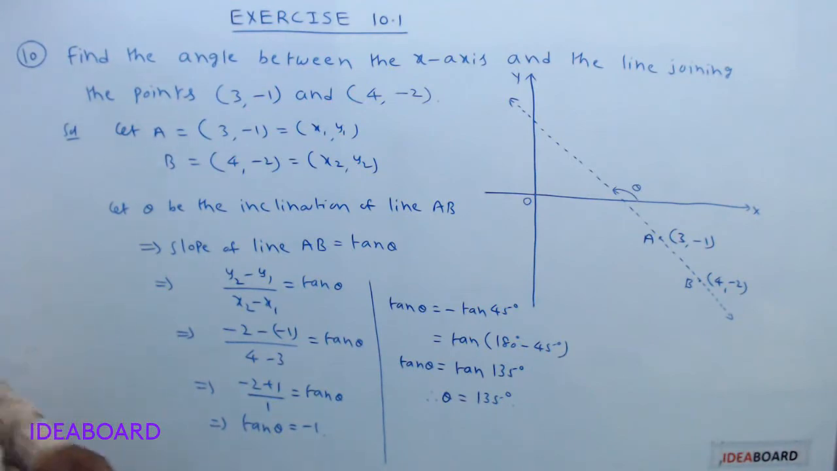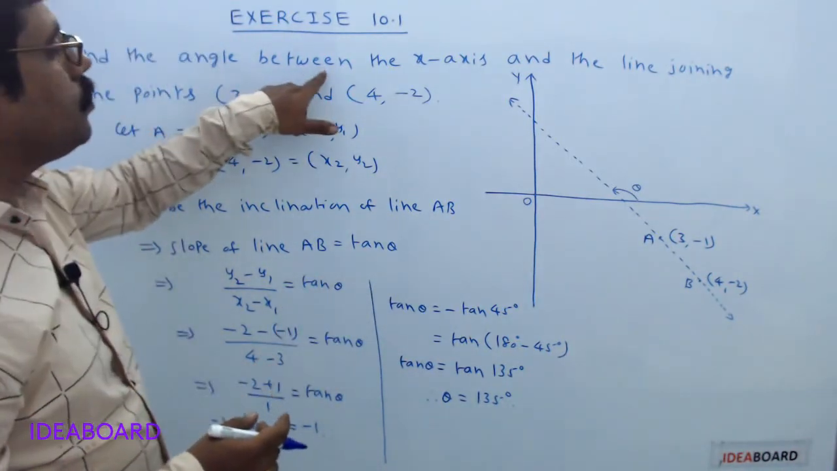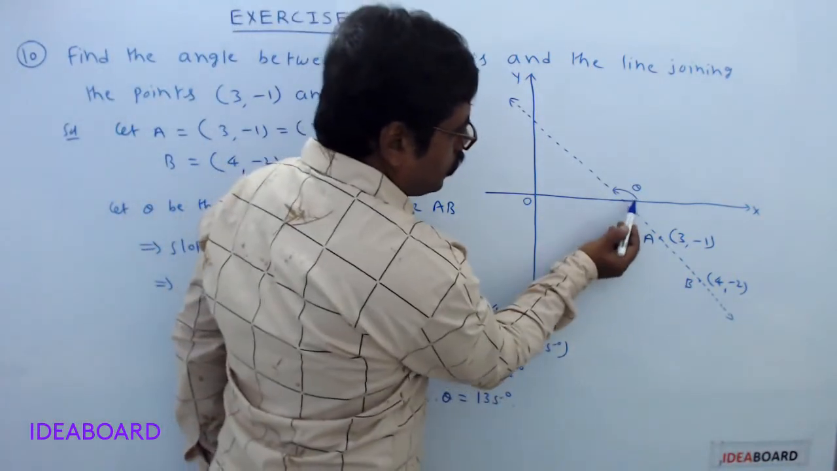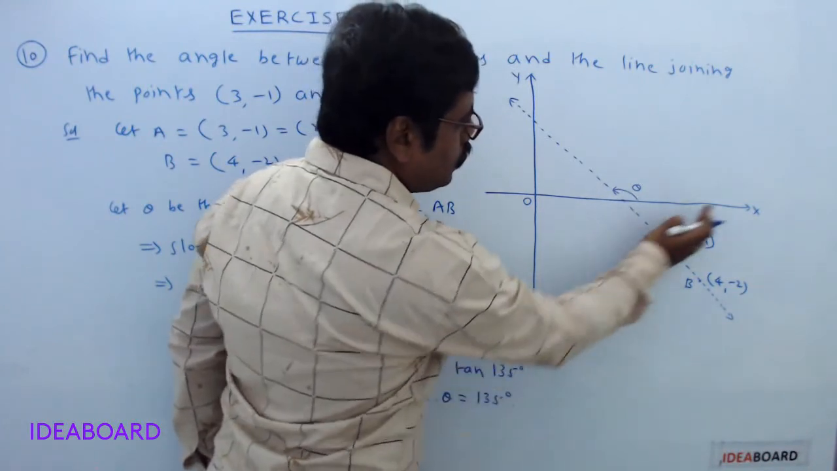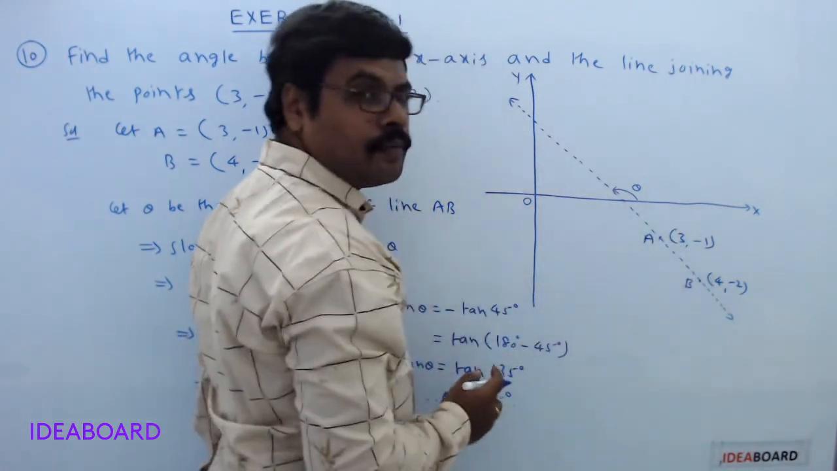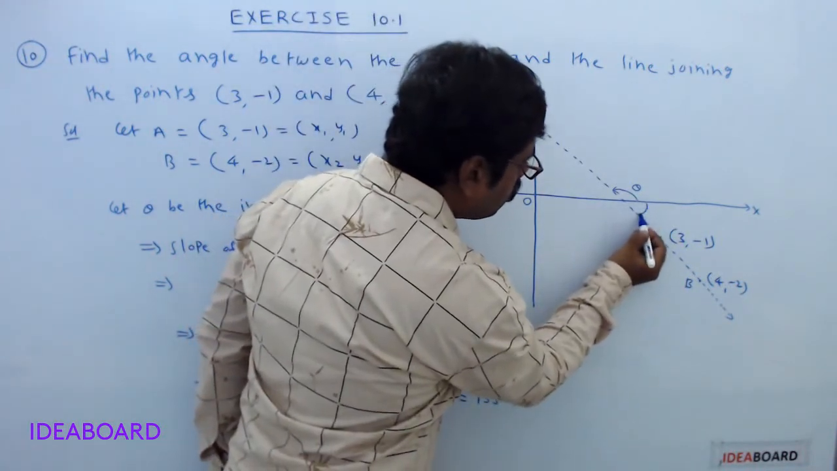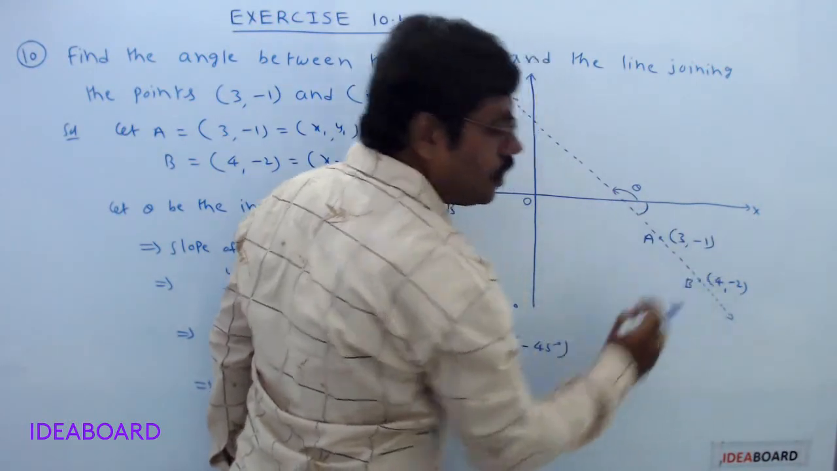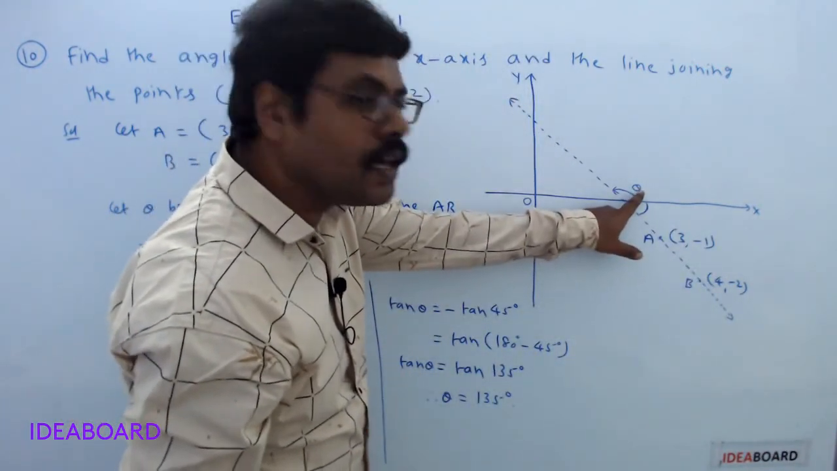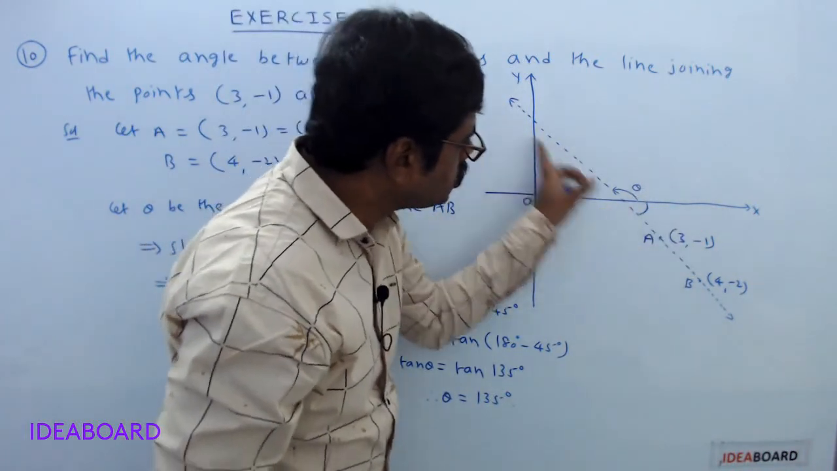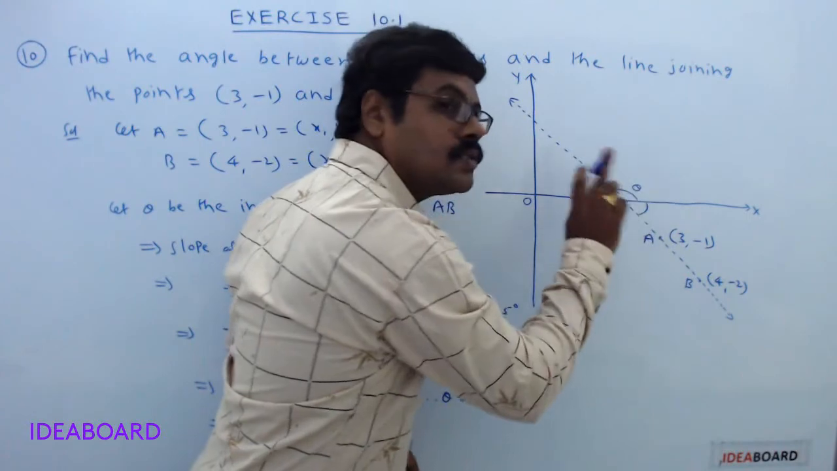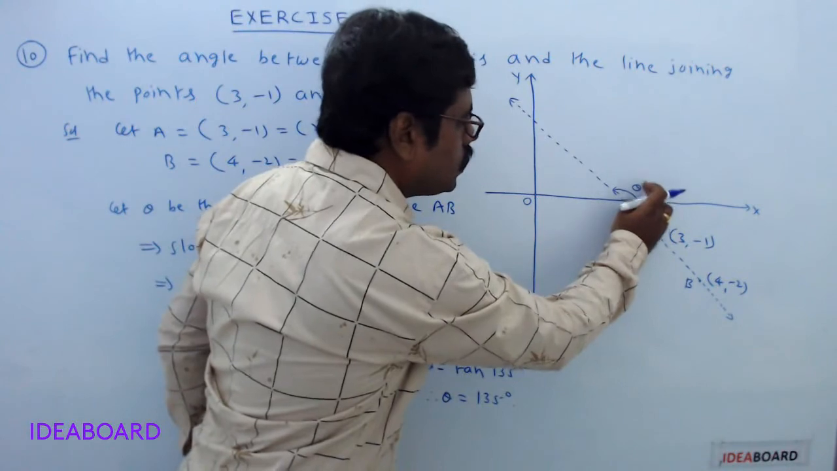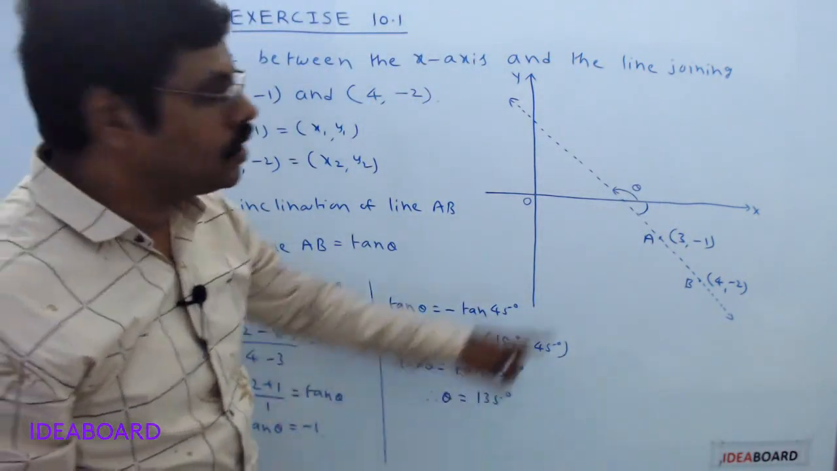Now see the diagram. We need angle between x-axis and the line AB. Here this is the angle between x-axis and the line AB. Now what about this angle? This angle is also angle between x-axis and the line AB. Already we have calculated this theta value. What is the value of theta?